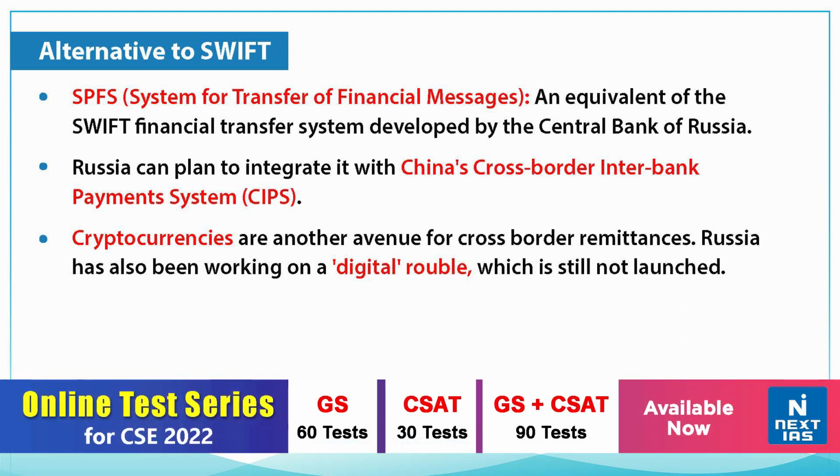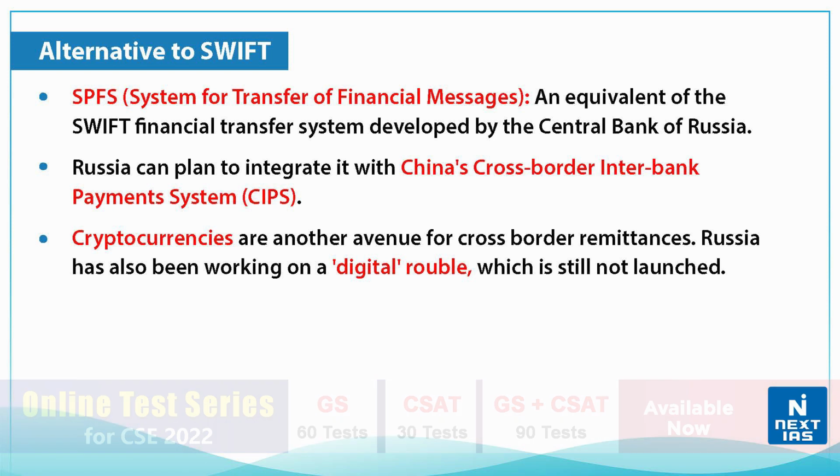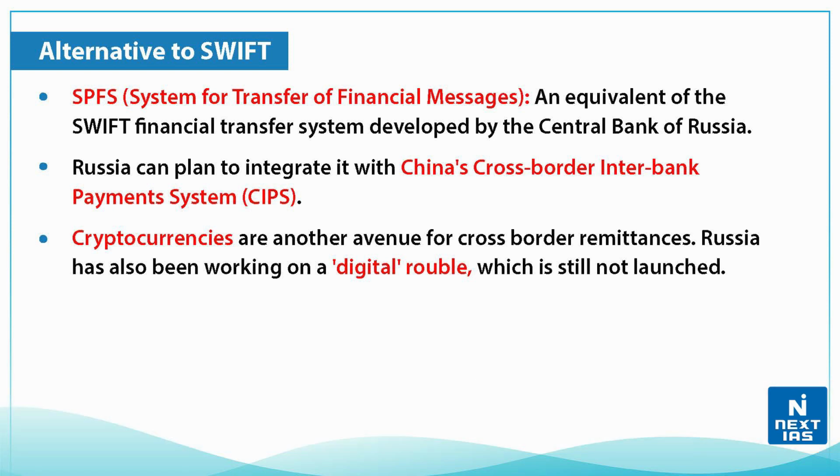It is the SPFS, or System for Transfer of Financial Messages. It is the equivalent of SWIFT, developed by the Central Bank of Russia. Russia can also plan to integrate it with China's cross-border interbank payment system, the CIPS. Also, cryptocurrencies are another avenue for cross-border transactions. In addition, Russia has also been working on a digital ruble, which is still not launched.